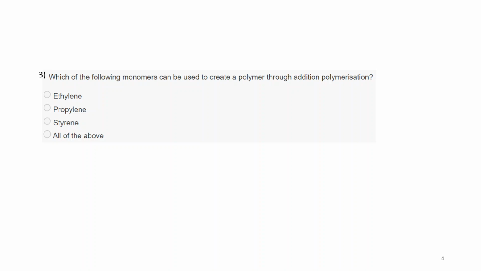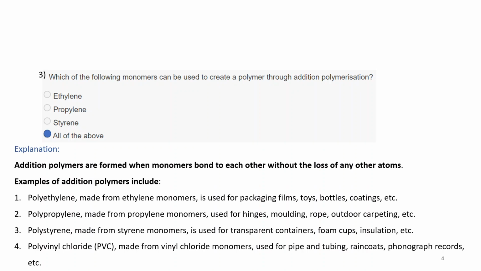Next question is, which of the following monomers can be used to create a polymer through addition polymerization? Your options are ethylene, propylene, styrene, and all of the above. So the correct answer here will be all of the above. Addition polymers are formed when monomers bond to each other without the loss of any other atoms.